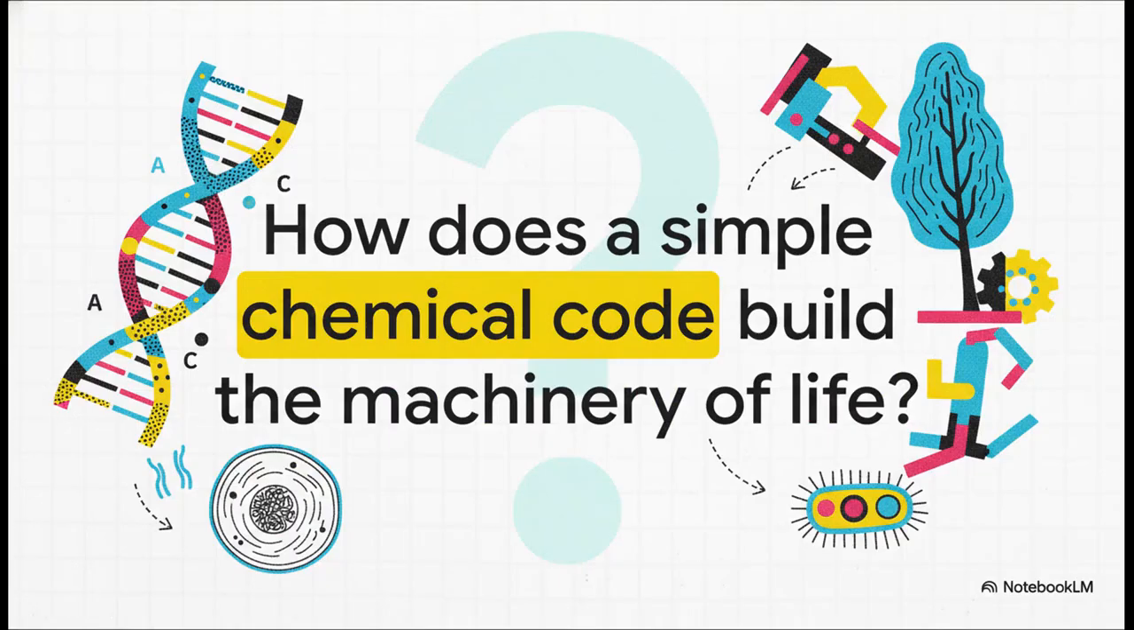So this is the big question, right? Tucked away inside pretty much every single one of your cells is this set of instructions, and it's written in a language that only has 4 letters. So how in the world does that incredibly simple code direct the construction of something as complex as you, or a giant redwood tree, or even a tiny little bacterium? That's exactly what we're here to figure out.